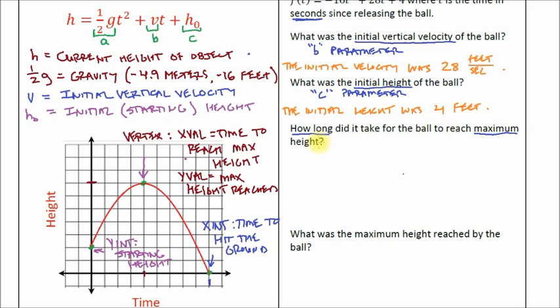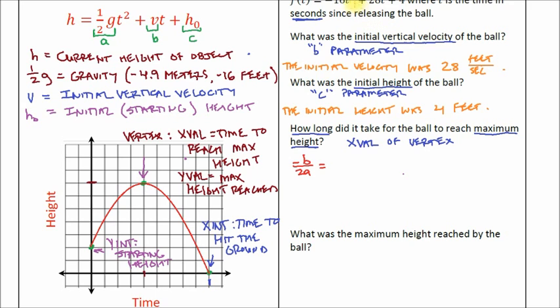When you see the word maximum, class, you know in a projectile motion, that's the vertex. And how long, that's a measure of time. Time is the x value of the vertex. So we're going to put on here, this is the x value of the vertex. The x value of the vertex is going to tell us how long it takes for the object to reach maximum height. This is a standard form quadratic, and we know that the x value of the vertex is found with negative b over 2a.